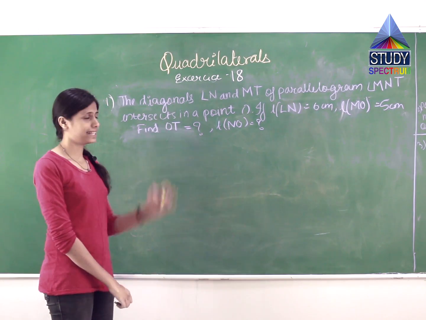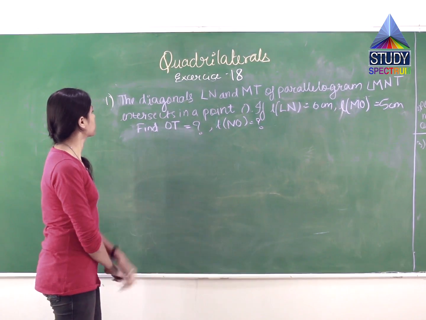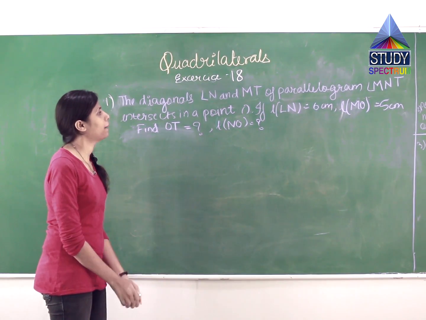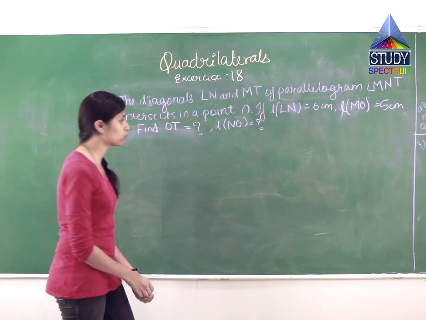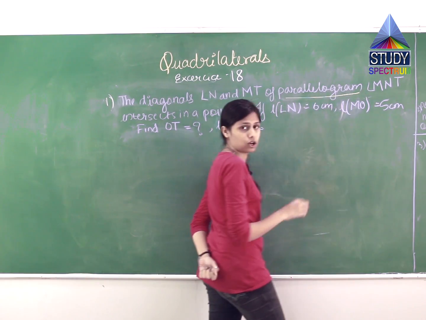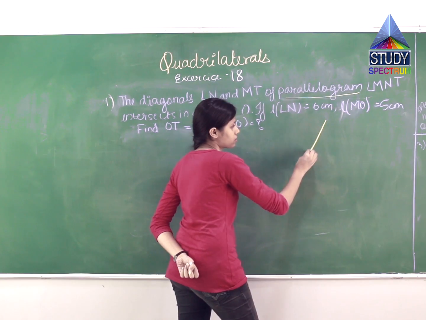Let us start with the 18th exercise. The question: the diagonals LN and MT of a parallelogram. Means what do we have to draw? We have to draw a parallelogram. So let us draw a parallelogram first.